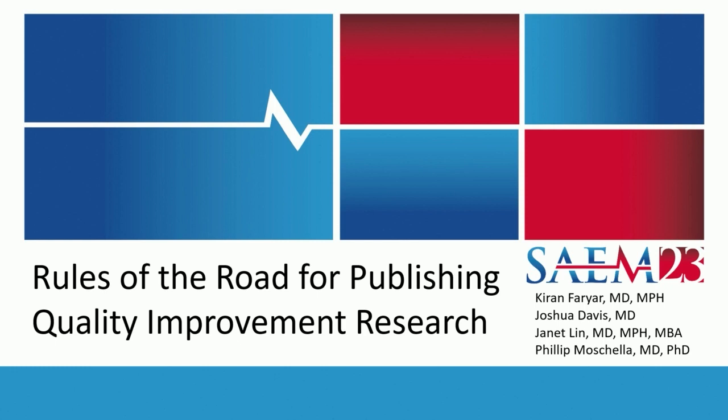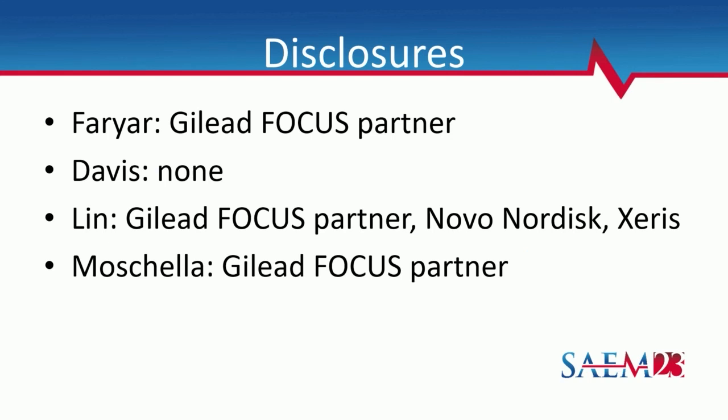So the title of our presentation is Rules of the Road for Publishing Quality Improvement Research. This is geared towards your operations folks, your junior researchers, senior researchers, if you're trying to guide your operations folks. And so we hope you can find some benefit from this.